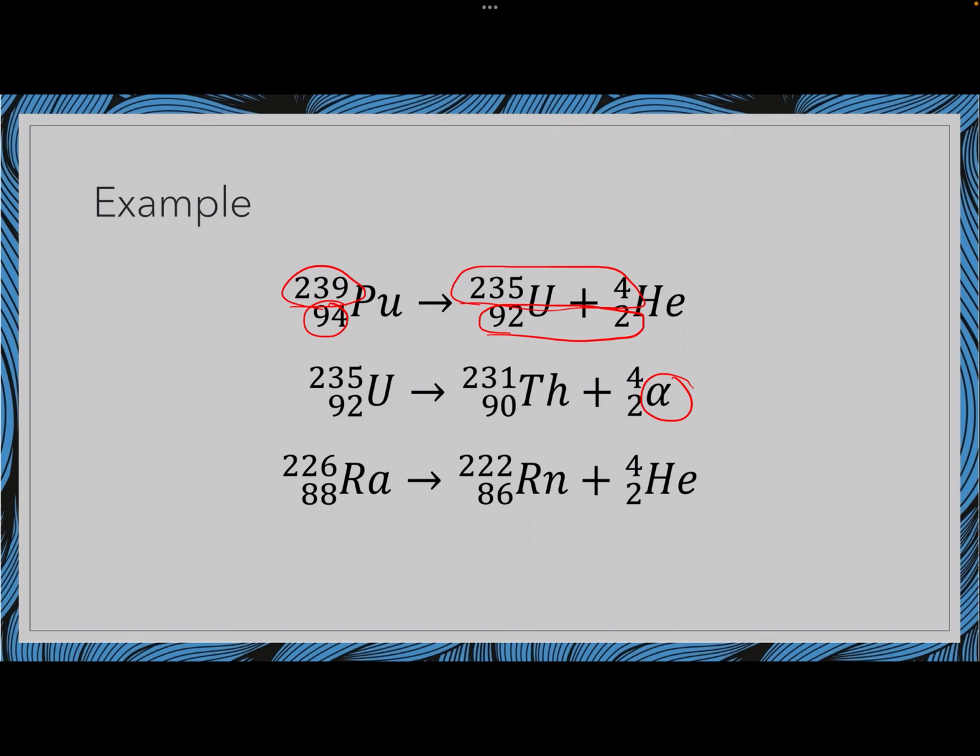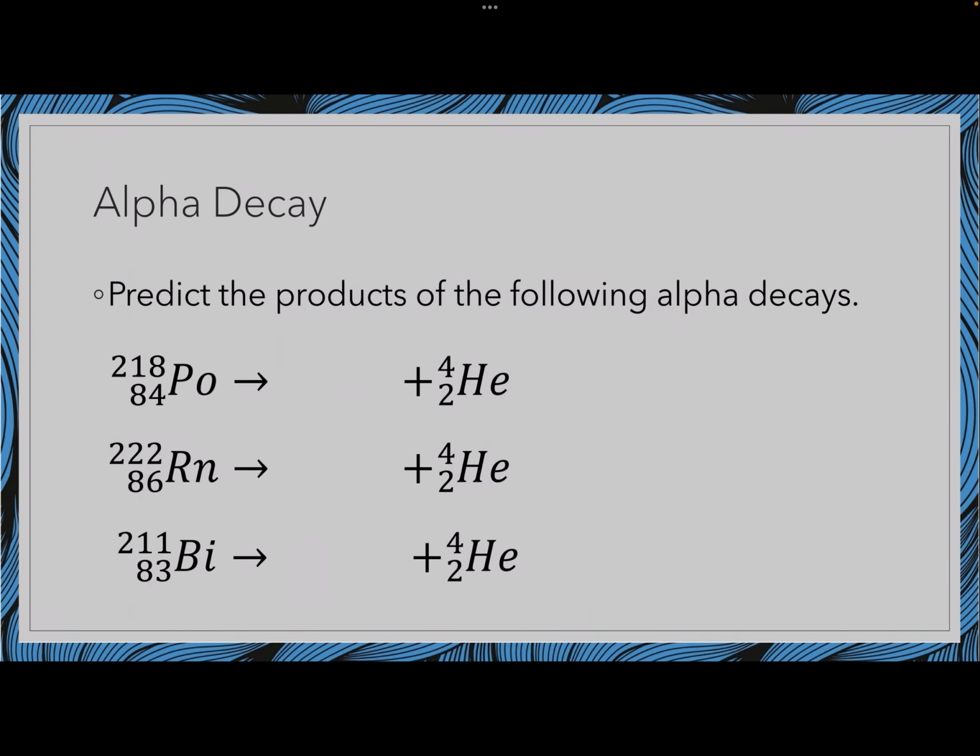Another example is radium. So radium-226 drops by 4 to radon-222 plus a helium nucleus. So it's just the same thing over and over again. Now, have a go at these. Predict the products of the following alpha decays. I've written one of the products there for you, just so you remember that it is an alpha decay. So have a go. Pause the video, and I'll come back in a sec.